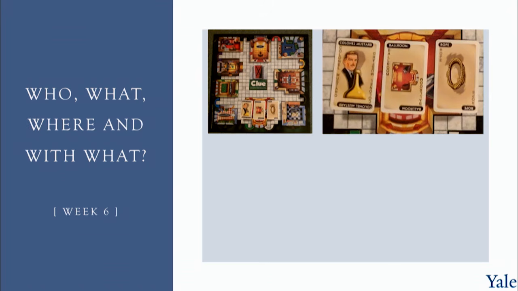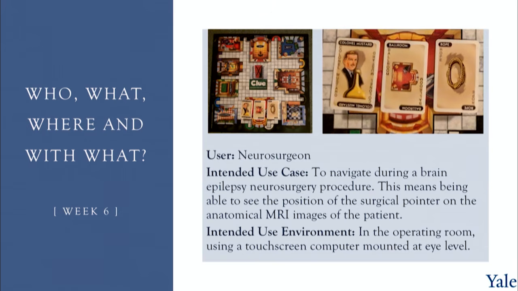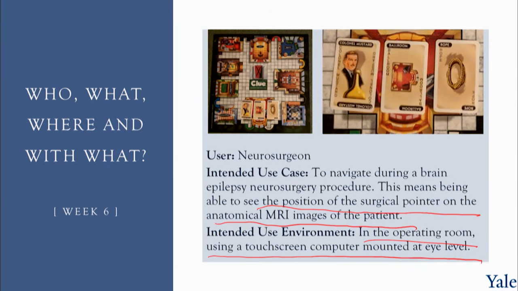This is the basis for our software design. So in the beginning, you have to identify who your users are, what they want to do, where they're doing it, what tools they need to use, what other constraints they are under, and that's incredibly important. So to just make it more concrete, who, what, where, and with what, back to Clue, our user is a neurosurgeon. The what, to navigate during a brain epilepsy neurosurgery procedure, this means being able to see the position of the surgical pointer on the anatomical MRI image of the patient, the intended use environment in the operating room, using a touchscreen computer mounted at eye level. So this defines the usage scenario, and from here now, we can think about designing our software.